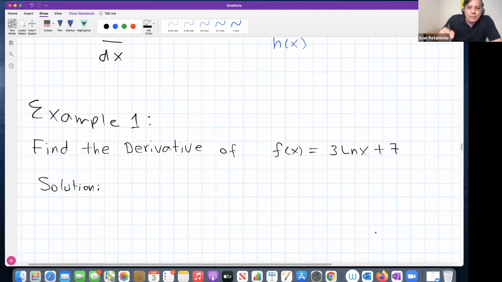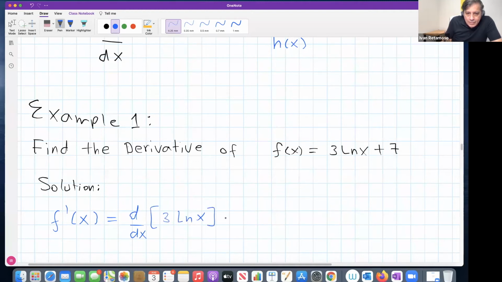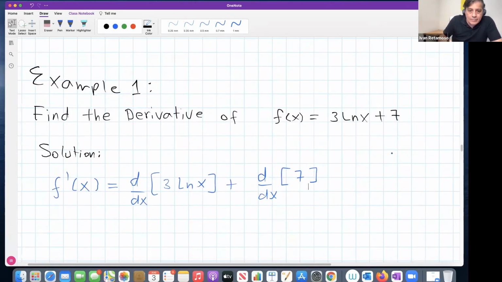All right. Example 1. Find the derivative of 3 times natural log of x plus 7. Solution. Quickly, we do this. The derivative of this function is going to be the derivative with respect to x of 3 times natural log of x plus the derivative with respect to x of this constant function 7. I simply distribute the derivative over the sum, which is something that we can always do.